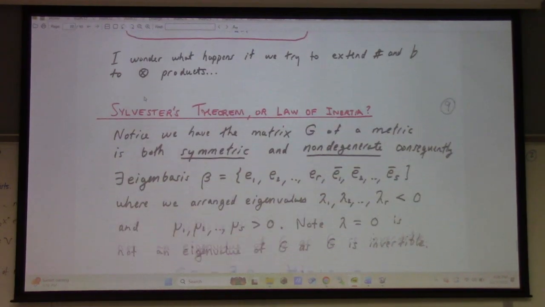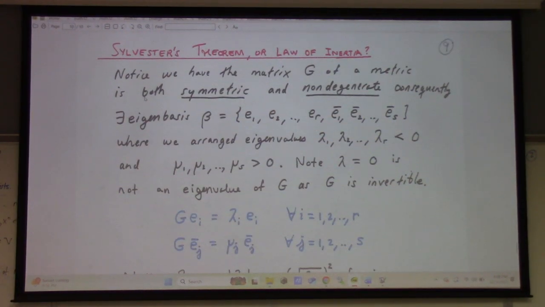And then finally, this is my last theorem to share with you guys this semester, assuming I don't find a way to put a new theorem on the final, but I don't usually do that, so let's not do that. This is known as Sylvester's theorem, and I think sometimes it's called the law of inertia, but I'm not exactly sure why.